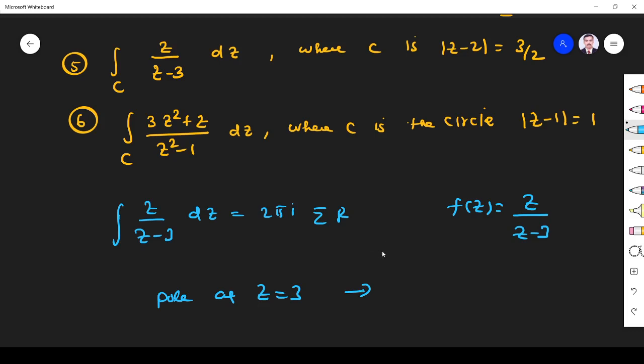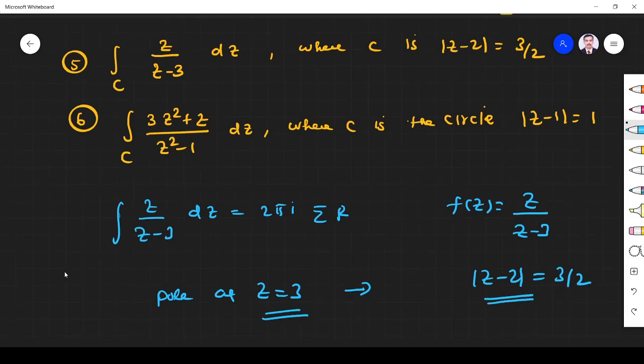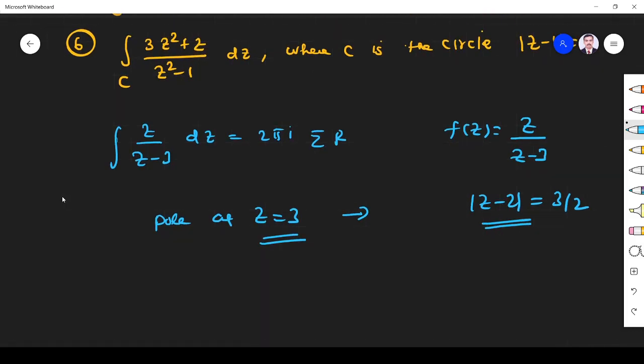Right? What is the question? So now they have given mod z minus 2 is equal to 3 by 2. Right? Pole at z is equal to 3. When you substitute z is equal to 3, mod z minus 2 is 1. So 1 is less than 3 by 2. So it lies inside the curve. So we can apply the residue theorem. So I have to find the residue at 3. So residue of f of z at z tends to 3.